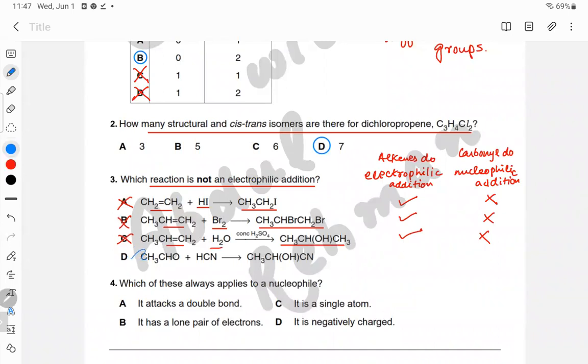Noor, Tisha, Shazre, Alicia. Very good. Because D is a CHO, which means C double bond O and H. When there is an addition in an aldehyde and we get an addition product, that is a nucleophilic addition, not an electrophilic addition. Is this point clear to everyone?